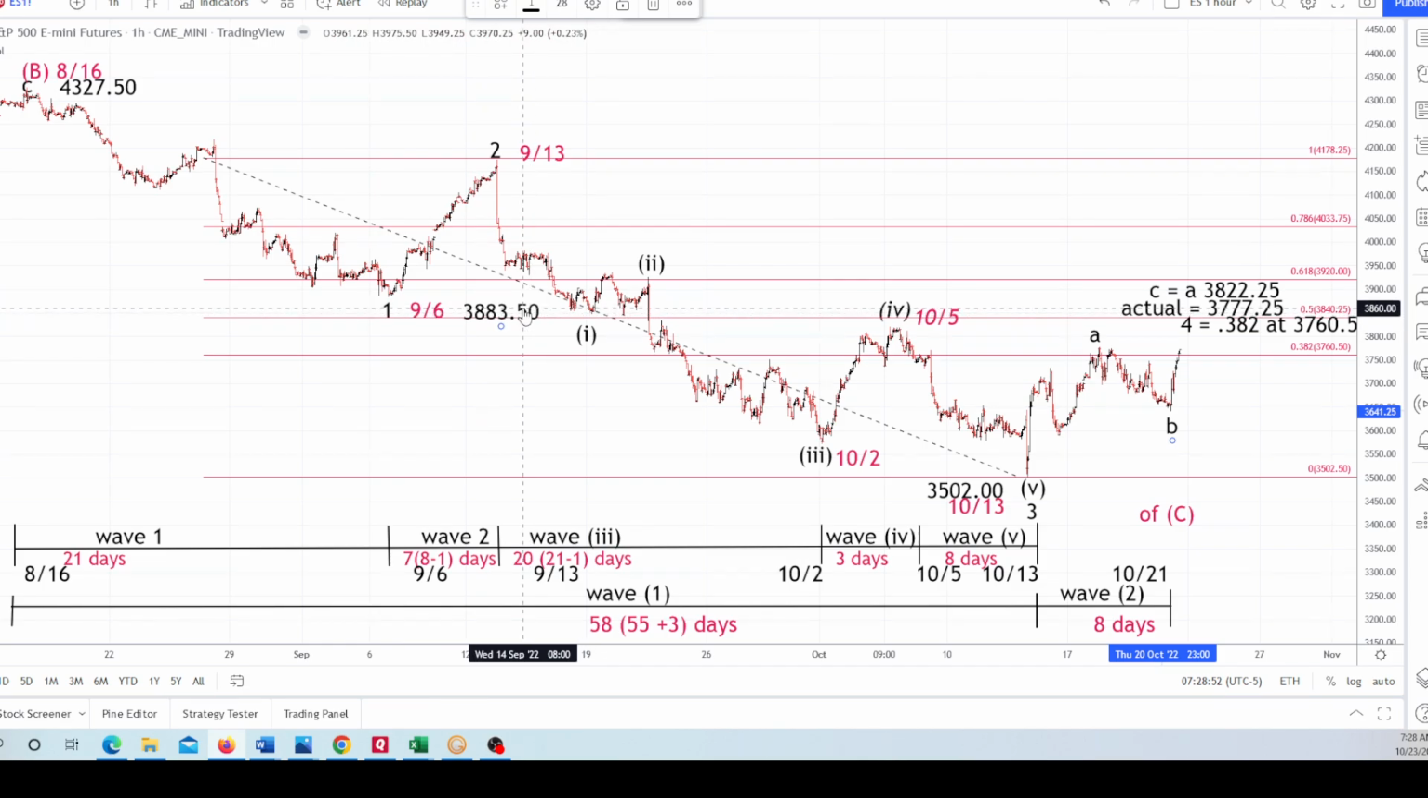That serves as the make or break. Make or break means it either makes or breaks a count. It holds below it, it's made. It goes above it, it's broken.